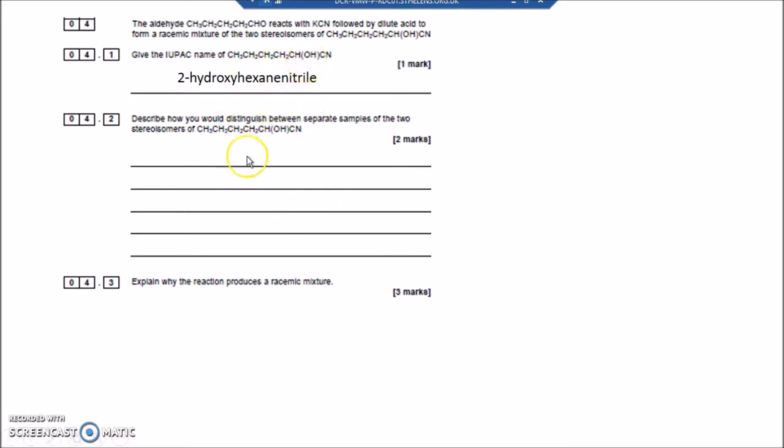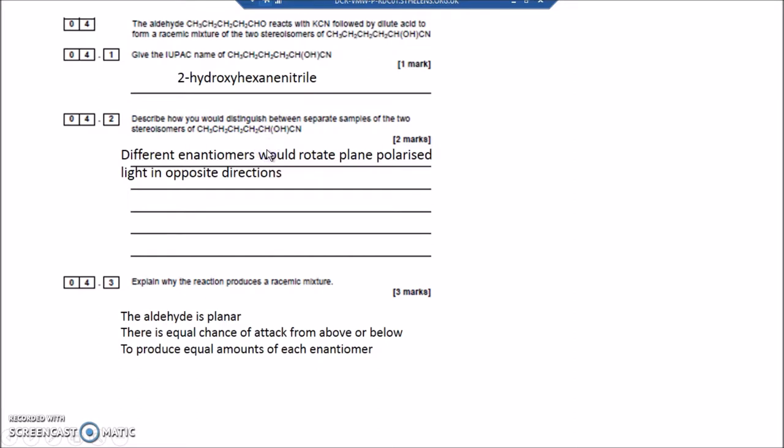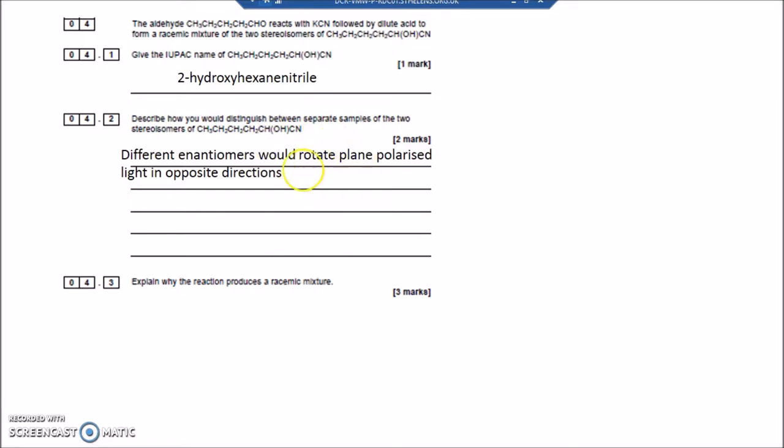Describe how you distinguish between separate samples of the two stereoisomers of this. So this has got a chiral carbon here. It's got the C with an H. It's got an OH as a branch off that C. It's got a CN, and then it's got a four carbon chain coming to the left. So that C is a chiral carbon. So this is going to have enantiomers. It's got optical isomers. So the way you distinguish it is that different enantiomers would rotate plane polarised light in opposite directions.